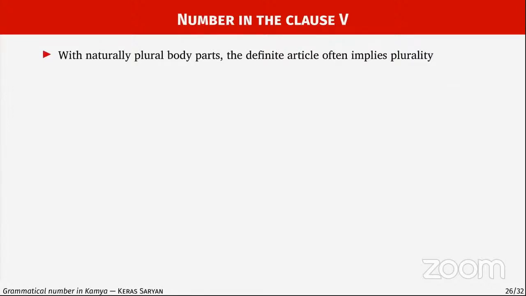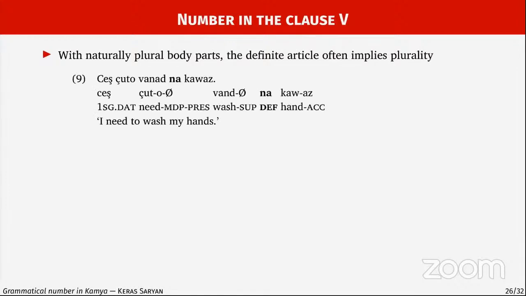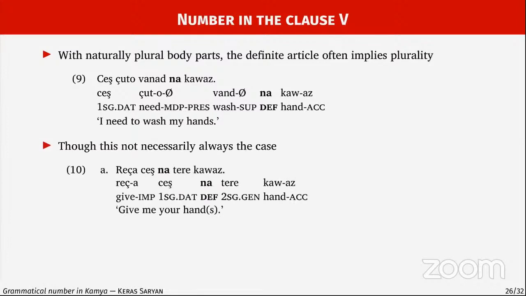Then with body parts that naturally occur in multiples or especially pairs, the definite article is usually going to imply that there's more than one. So in the sentence "Jeshchuto vanat nakawas," it's more than likely that I'm referring to hands plural, because usually when we wash our hands, we wash both hands, not necessarily just one of them. But this isn't always the case necessarily.